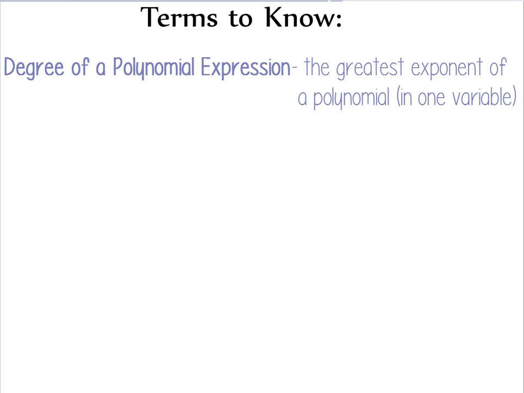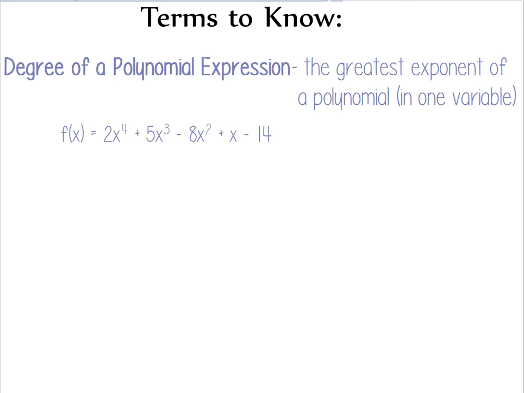Now on to new definitions. Our first new definition of the year is the degree of a polynomial. The degree is determined by the greatest exponent in the polynomial itself. That's only a polynomial with one variable. If there's more than one variable, it's different. So keep that in mind. We're only talking about polynomials with one variable.